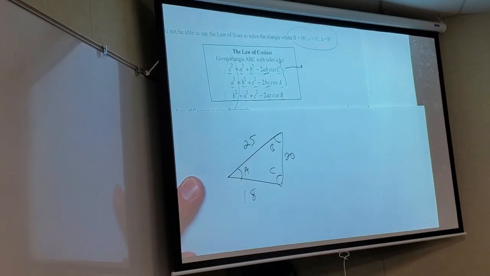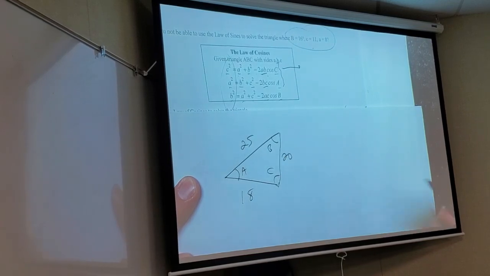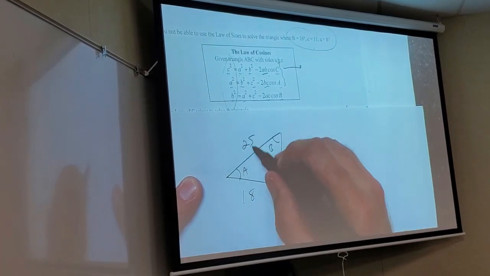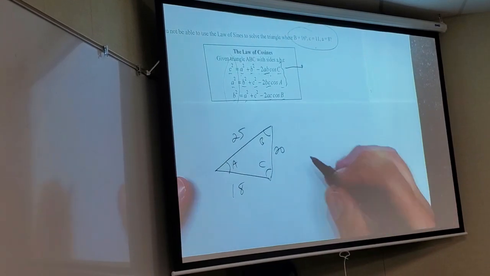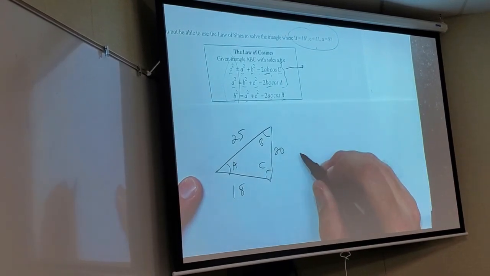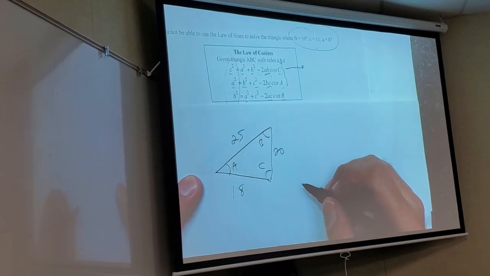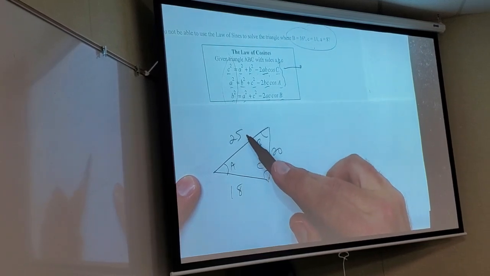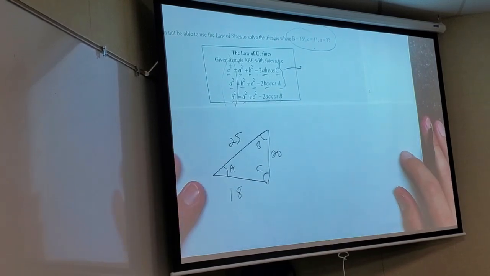What were you about to say, Isabella? Well, there's no A. I don't know any A's, right? This is SSS. This is the snake one. Now, which angle should be the biggest? C, because it has the biggest mouth, right? So let's solve for C first. How am I going to do that?